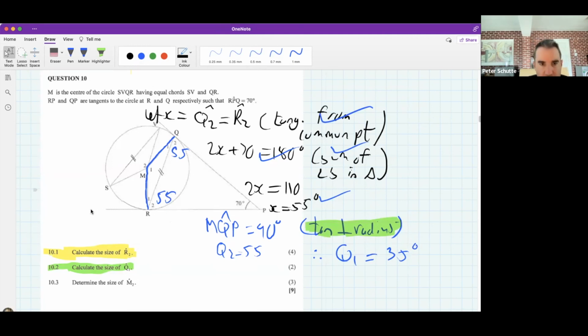Can we find what M2 is? So we know what Q1 is. Q1 was 35. Now we're trying to find M2, which is over here. What's that going to be?